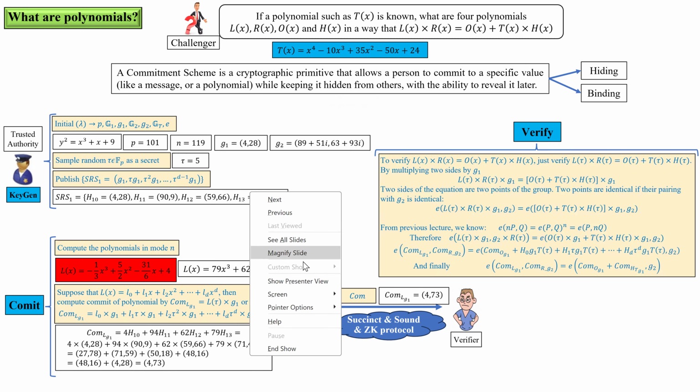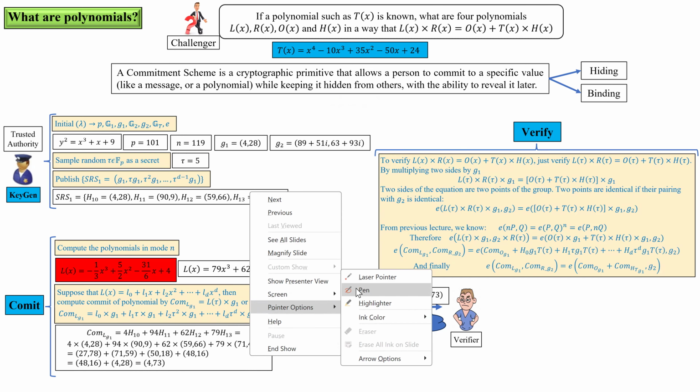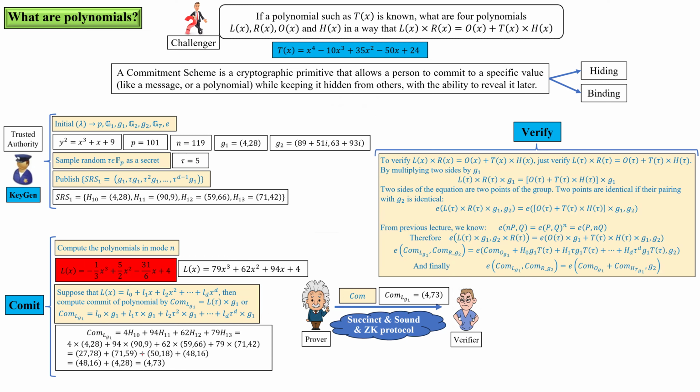Okay, now again, the prover used the website to add these 2 points to each other: 48 and 16. So the result would be 4 and 28. And then finally, the prover used the point addition tool to add these 2 points to each other, and the final value would be 4 and 73. So this is the commit of polynomial L of x.